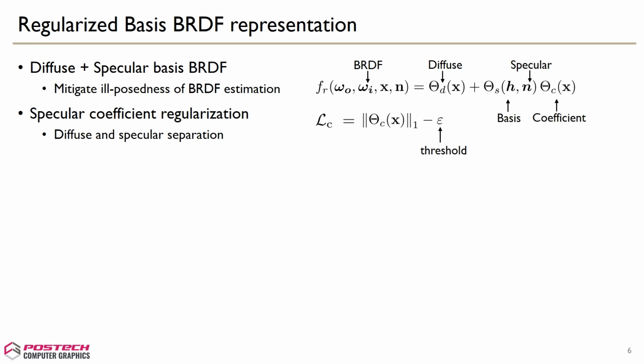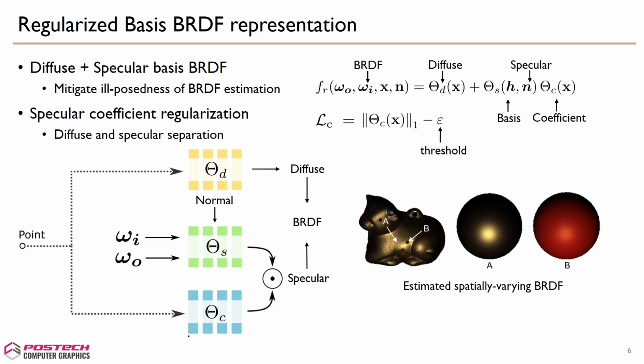The regularized basis BRDF mitigates the ill-posedness of inverse rendering stemming from limited light-view angular samples. It consists of a per-point diffuse albedo and a specular reflectance component. The specular component is modeled with weighted specular basis BRDFs by exploiting the spatial coherency of specular reflectance. We apply regularization to the specular basis coefficients to enhance the accuracy of reflectance estimation.